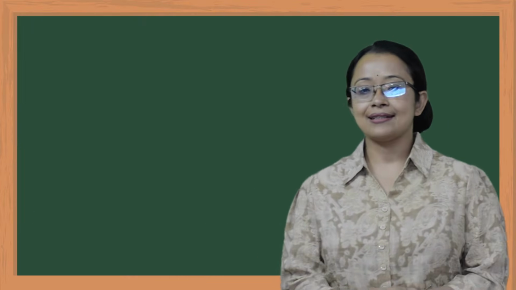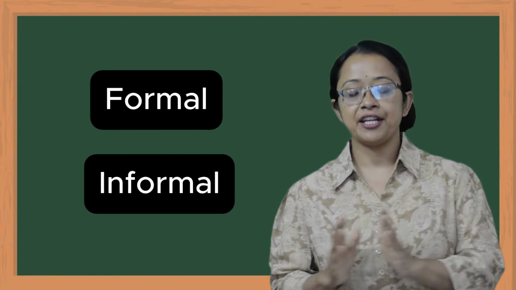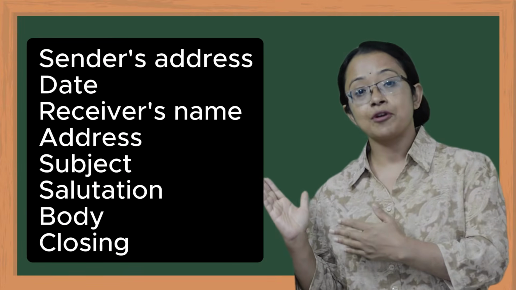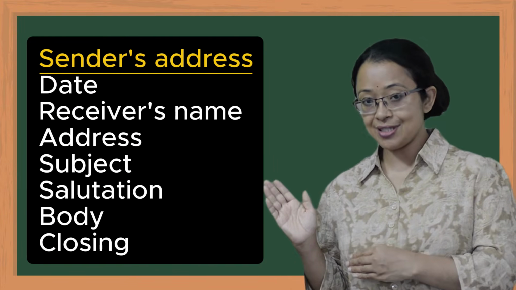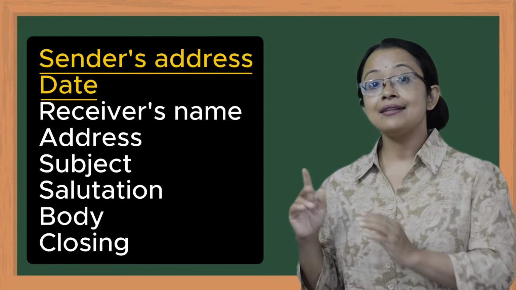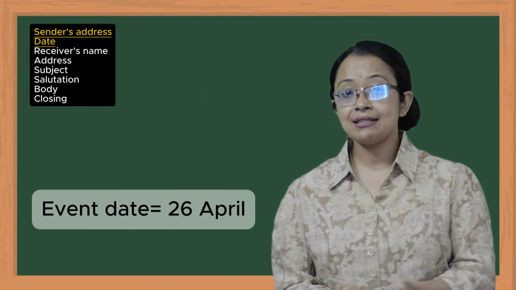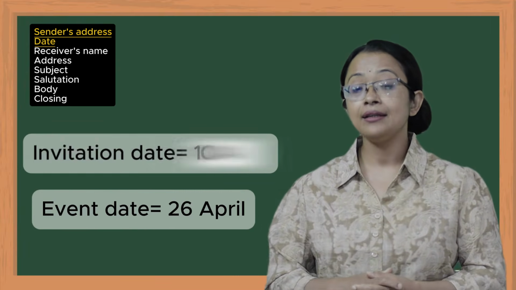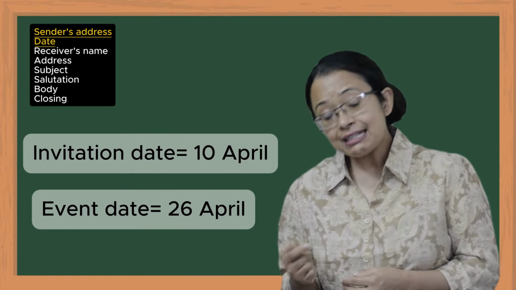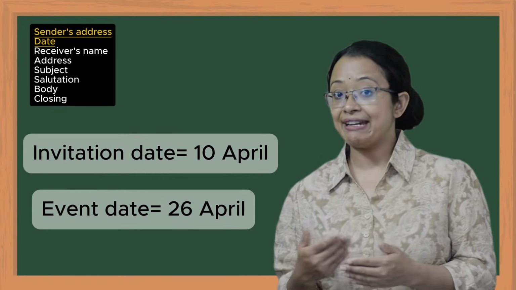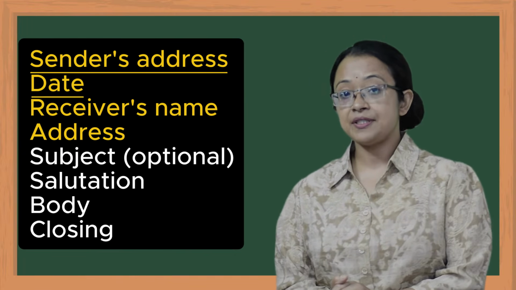Let's get started. Today, we'll divide the invitation letter into two, formal and informal. This is the format of formal invitation letter. First, the sender's address, that is your address, and then date. You have to be very careful here. If the date is 26th April, then the date of the invitation letter should be 10th or 11th or any date prior to 26. And then receiver's address.